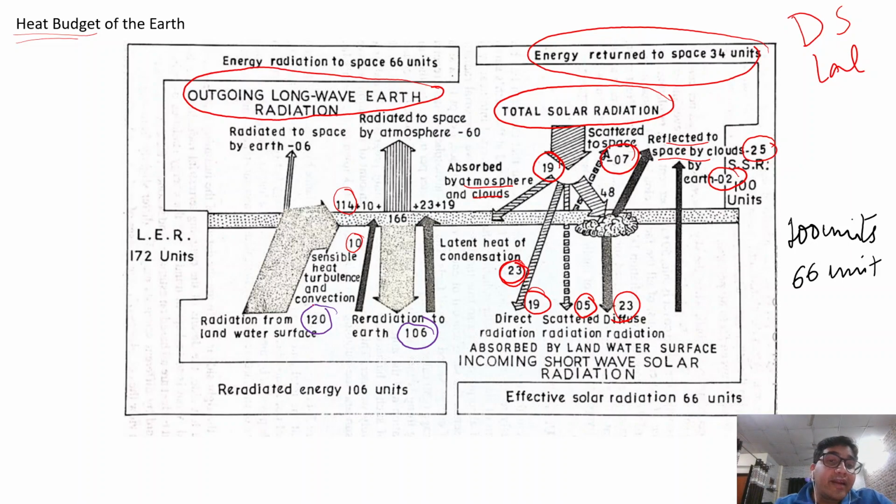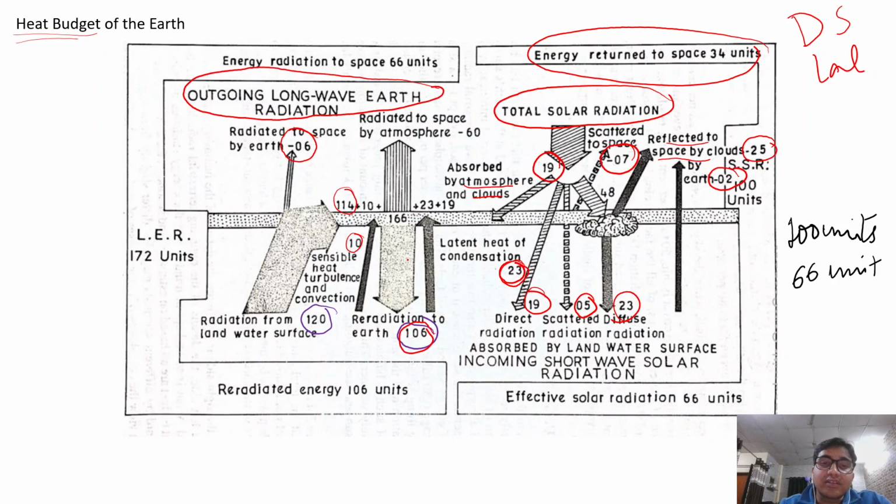Of the returning 120 units from the earth, 6 units immediately go into the space directly. Remaining 114, out of those 114, 106 units are sent back to the earth, 8 units are absorbed. This 10 unit is by sensible heat, turbulence and convection, and 23 units by latent heat of condensation. And in the previous case, if you remember, this 19 units was already absorbed by the atmospheric clouds. So we add these 4, 114, 10, 23 and 19, we get 166.